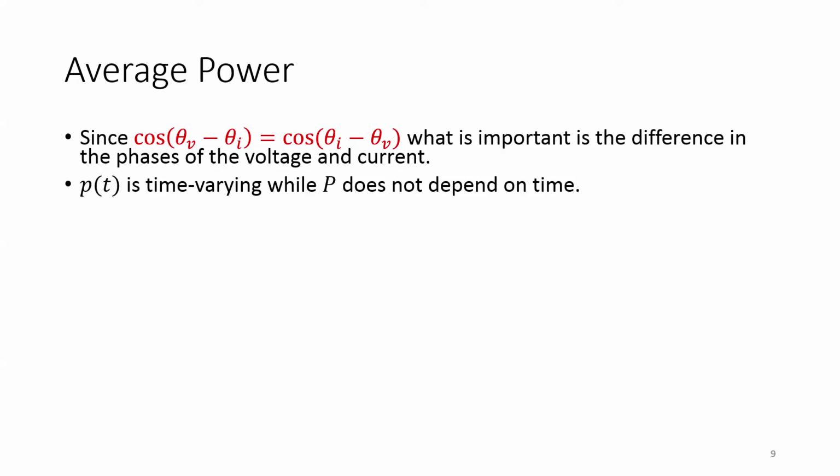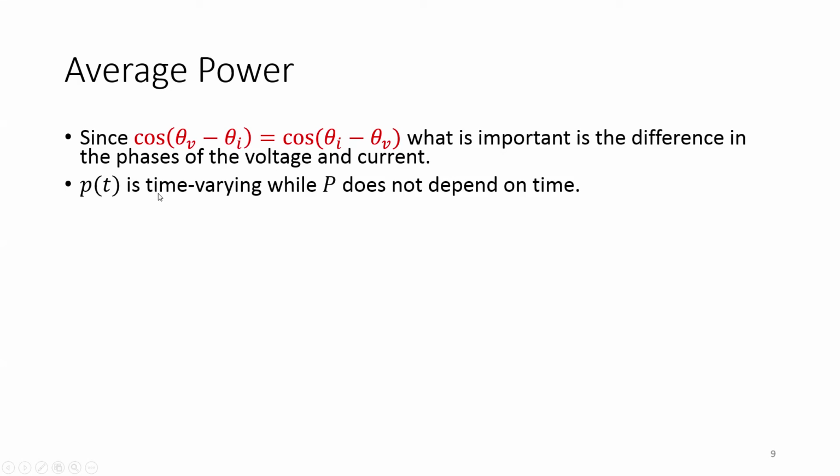So cos of theta v minus theta i is equal to cos of theta i minus theta v, because cos of theta is equal to cos of minus theta always. Therefore, it's not important which quantity we write first and which second. However, the important point is that we know their phase angle in order to get the power factor angle.